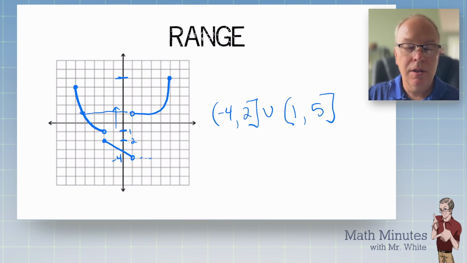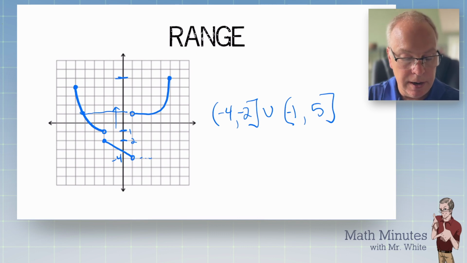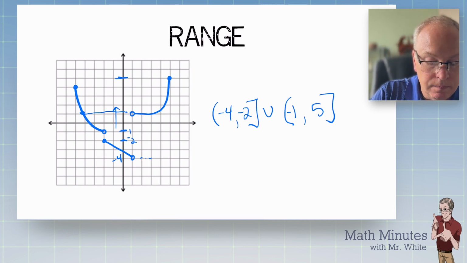So range is all about starting from the bottom and describing where it exists from. Oops, I'm sorry, this should be -1 and this should be -2, just like that. That probably makes more sense for you, right? So this is -1 and -2.